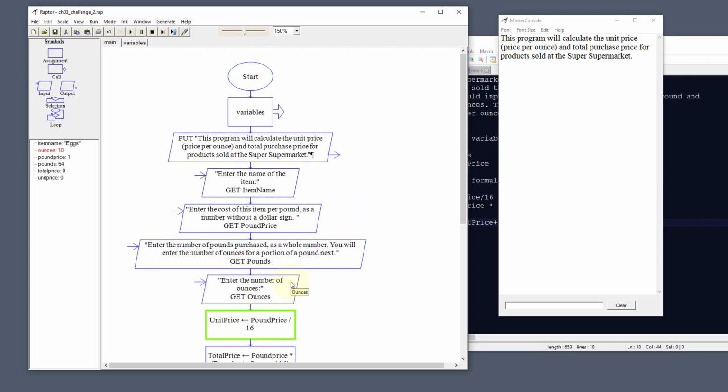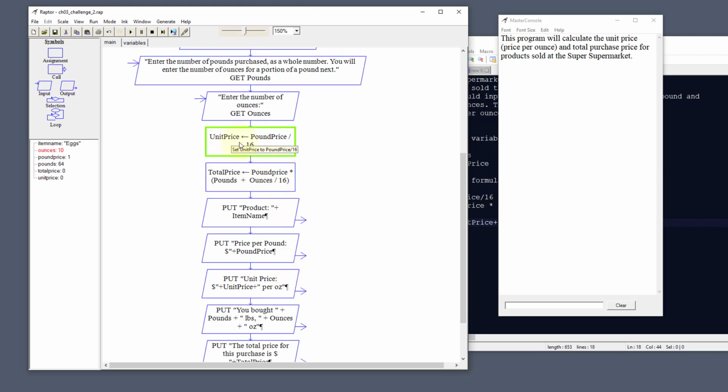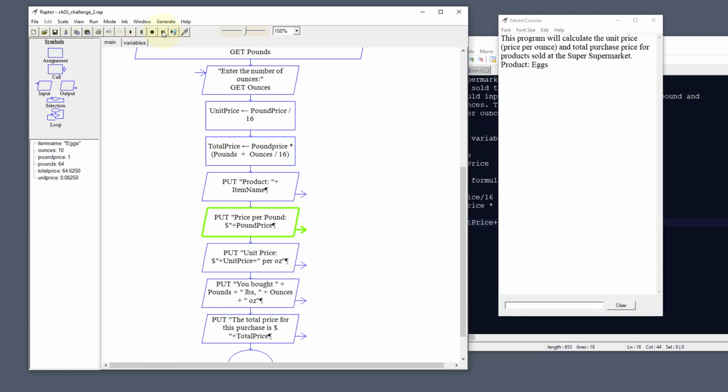And unit price, this is going to do a calculation. So this is where it's going to calculate our unit price. It's going to take pound price of 1 divided by 16. So now our unit price is 0.06250, and that's going to be used in our calculation. It's now going to set our total price as our ounces and pounds times unit price is our total price of 64.6250. Now it's going to output to the user product of eggs.